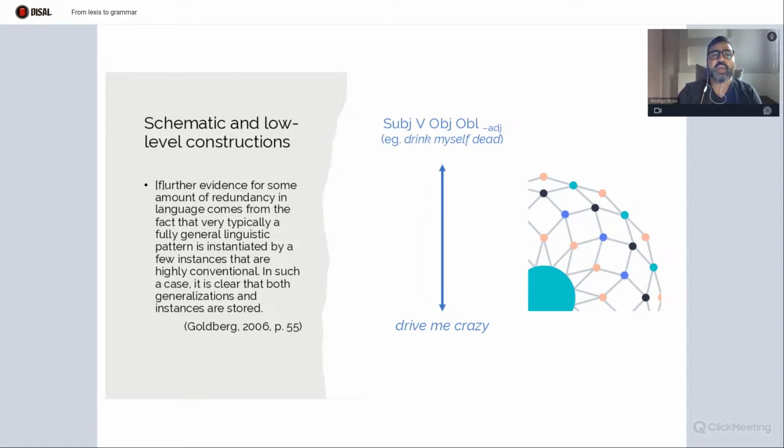But before that, Goldberg says that further evidence for some amount of redundancy in language comes from the fact that very typically a fully general linguistic pattern is instantiated by a few instances that are highly conventional. In such a case, it is clear that both generalizations and instances are stored. I will explain that. So take everybody with me. Take a look at this. Drive me crazy. How many of you know this expression? Do you know this expression?